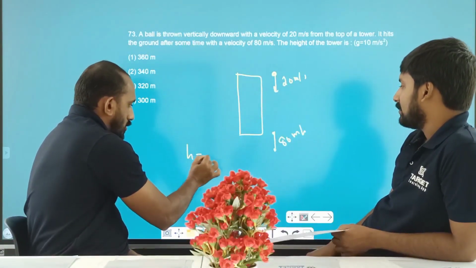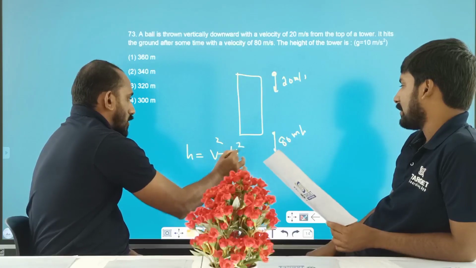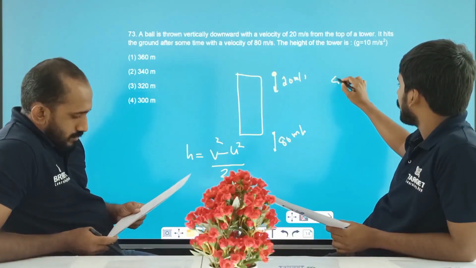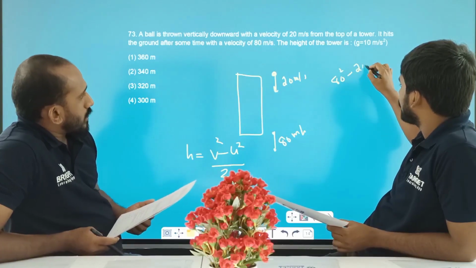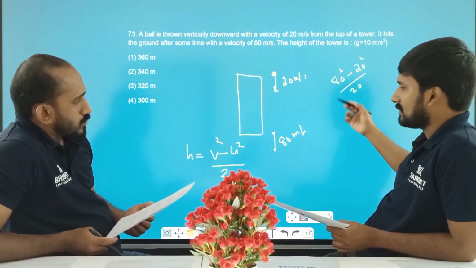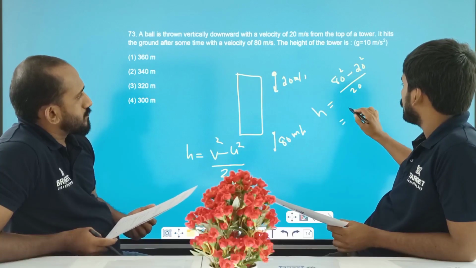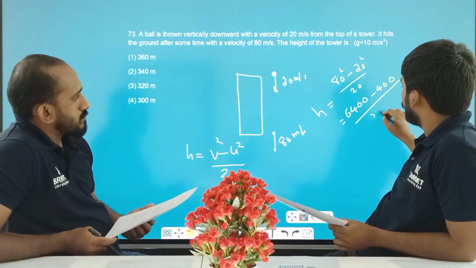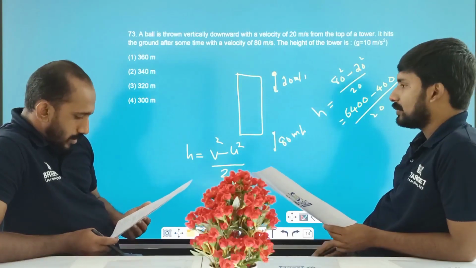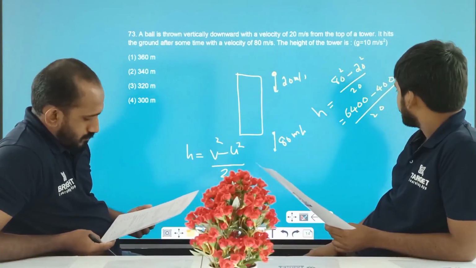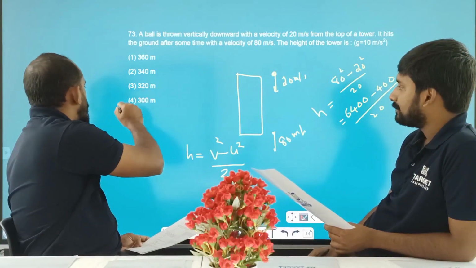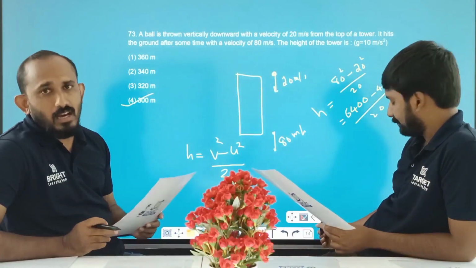H is equal to v square minus u square by 2g. That is 80 square minus 20 square divided by 2 into 10, which is 20. That is 6400 minus 400, divided by 20. 6000 by 20 is 300. So we can log option 4. 300 meters is the height of the tower.